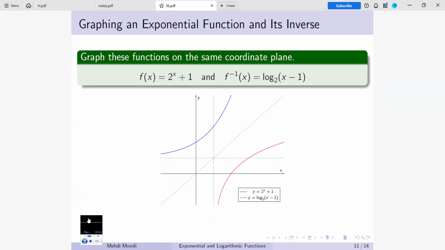Graphing an exponential function and its inverse is actually kind of magical. You don't have to start over. Just take points from the exponential and swap the x and y values. Now you have points from its inverse. Also remember, graphs of inverse functions are reflections of each other with respect to the line y equals x.